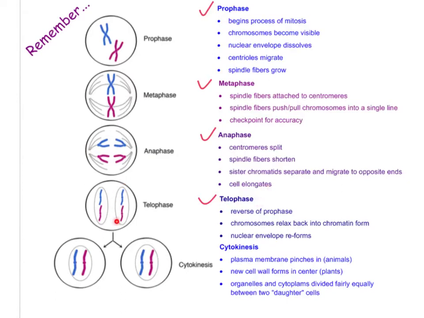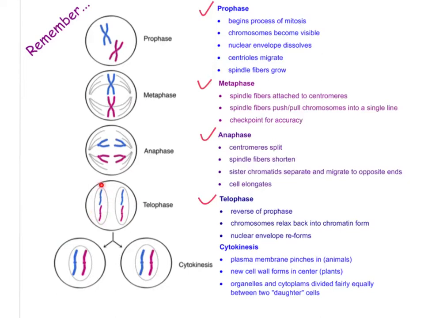Telophase is where we have two now sort of groupings of chromosomes. It's the reverse of prophase. The chromosomes relax back into the chromatin form, so you start to not be able to see them as well. The nuclear envelope reforms around each of them.